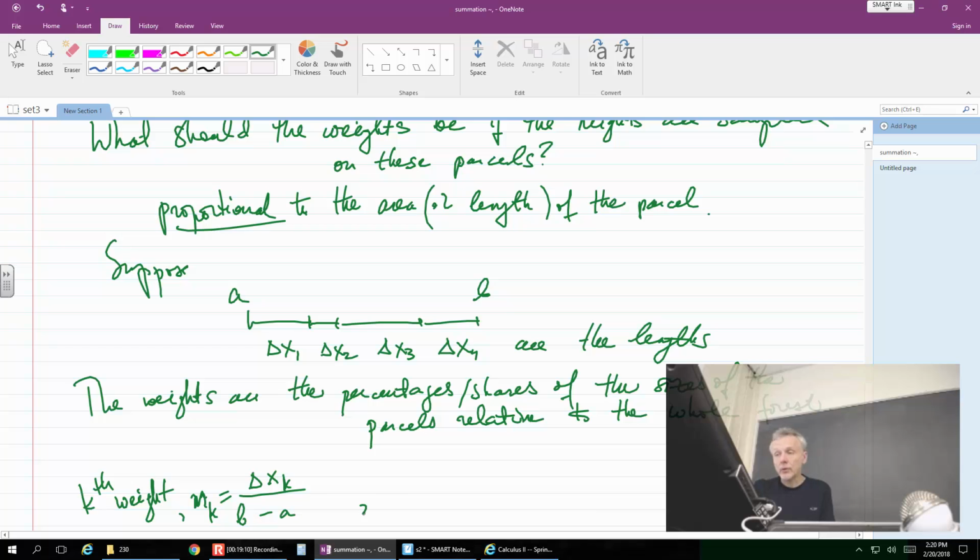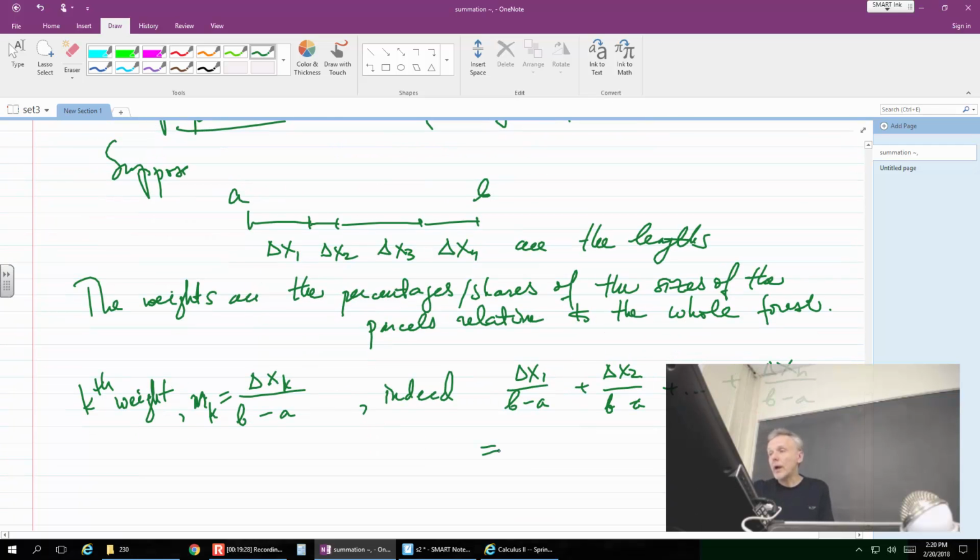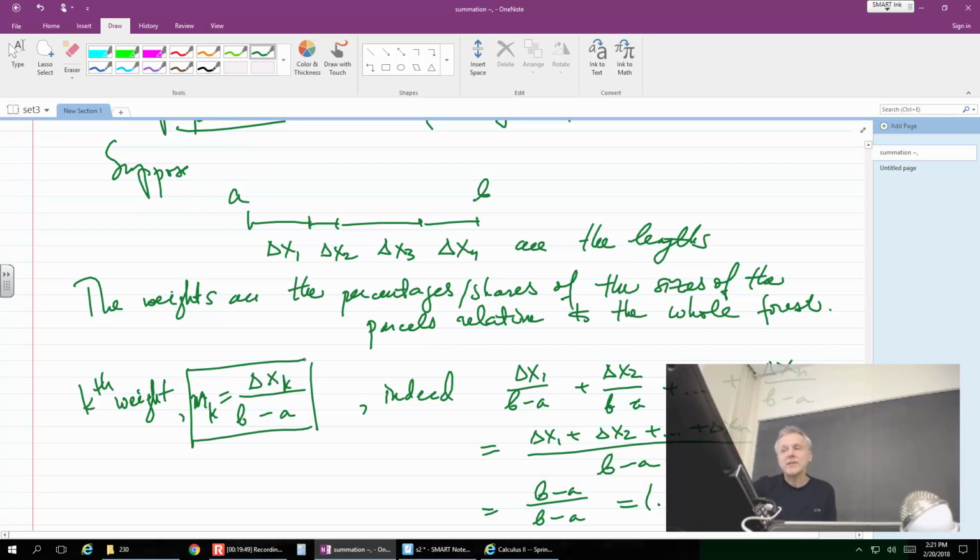Indeed, to confirm, you just take the sum of delta x1 over b minus a plus delta x2 over b minus a plus delta xn over b minus a if you have n parcels, and then what do you have? You have the sum of the lengths of these intervals divided by the length of the whole interval. So b minus a over b minus a is equal to 1, as required. We are justified in using these numbers as the weights.